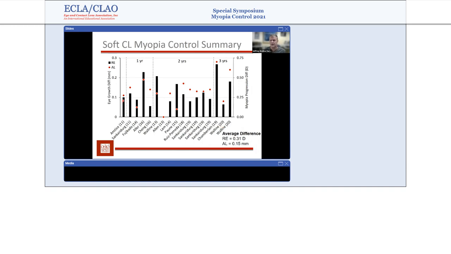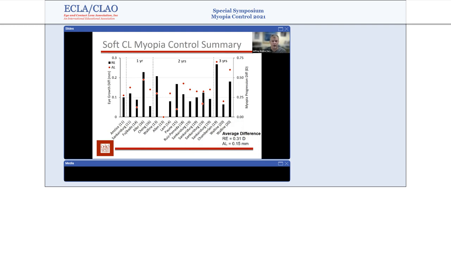You can see that studies vary in length. This one was a 10-month study. These are all 1-year studies, these are 2-year studies, and these are 3-year studies. And that leads to a large variety in the results of these studies. Other things that affect the results and lead to this large variety is that kids of different ages are investigated, different ethnicities, for different lengths of time using different contact lenses. So all of these things lead to that variability.